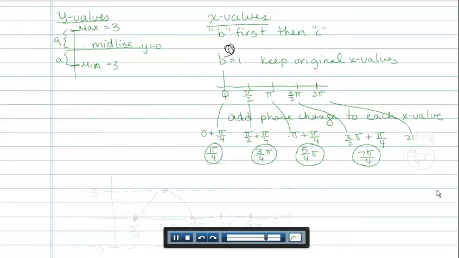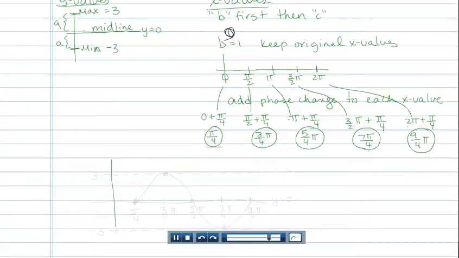And the last one is 2 pi plus pi over 4. 4 is 8 plus 1 is 9. 9 pi over 4. And let's see, did I do these right? 2 plus 1 is 3. Yeah. Alright, so these are your x values and you have your y values.